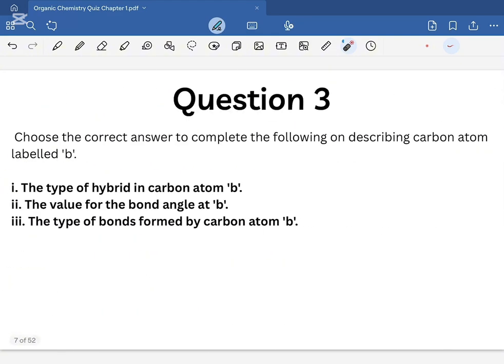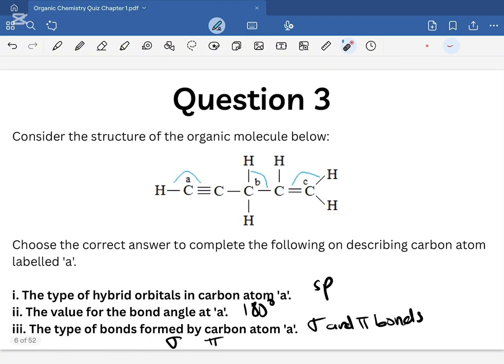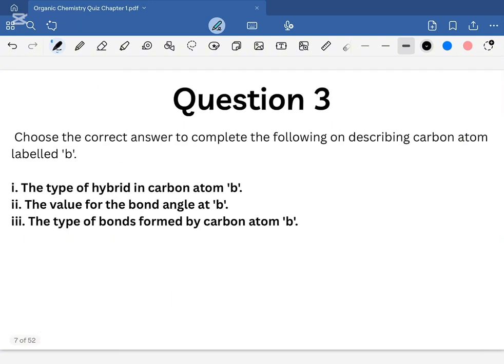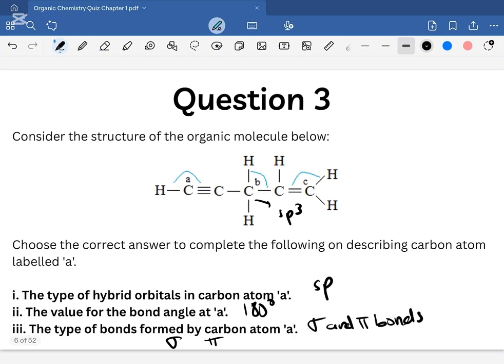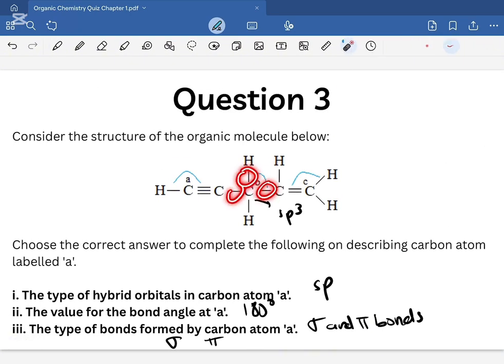Now for the other one, they said look at the carbon that's labeled B. For B, we need to do the same thing. This B has 4 electron regions around it, so this carbon is going to be sp3. It has an angle of 109.5 degrees, and it's tetrahedral, and the type of bonds formed by the carbon atom are only sigma bonds, as we only have single covalent bonds around it.